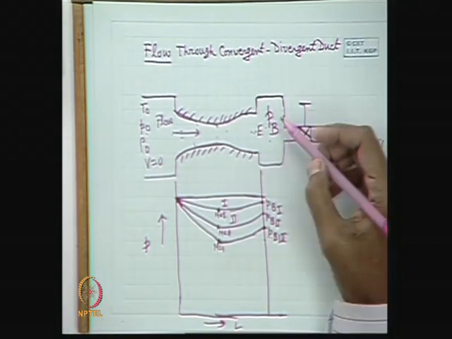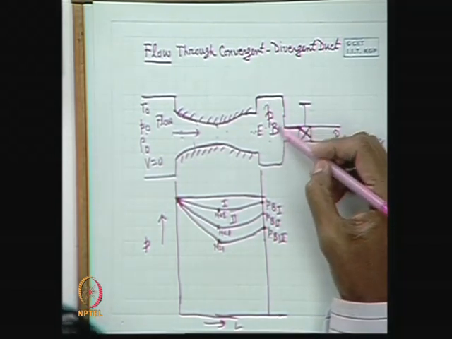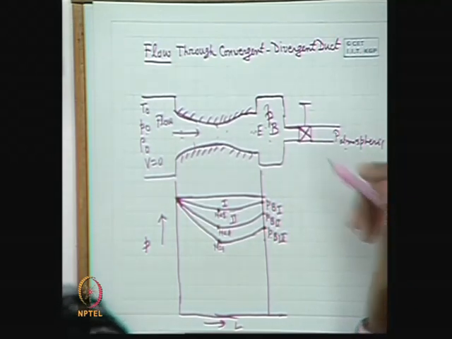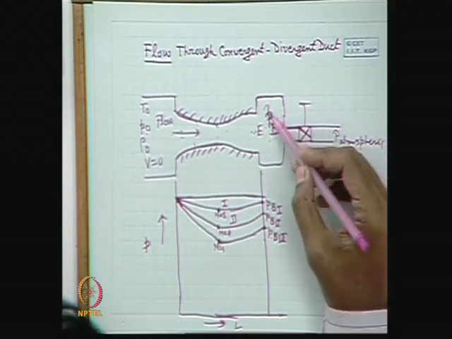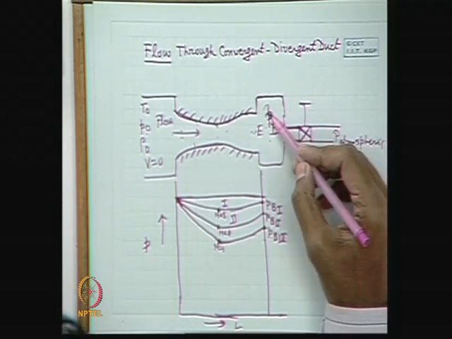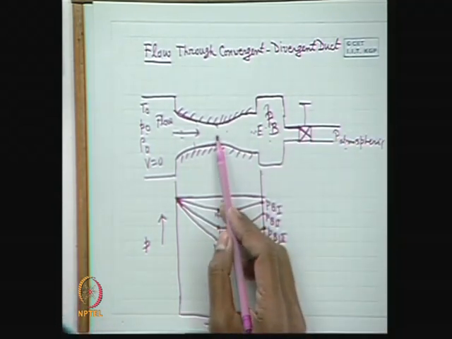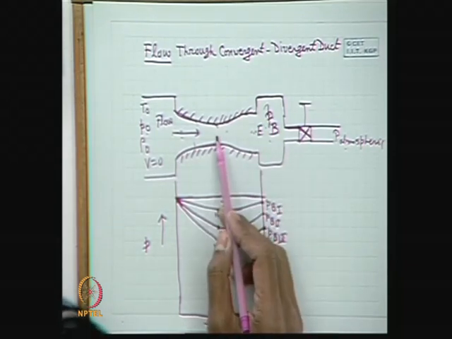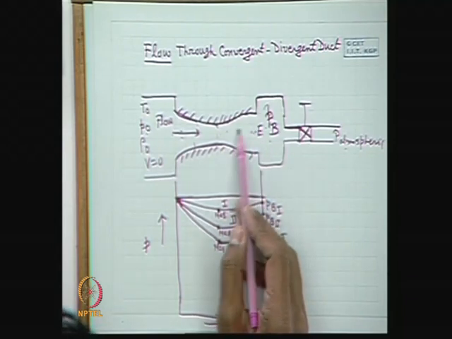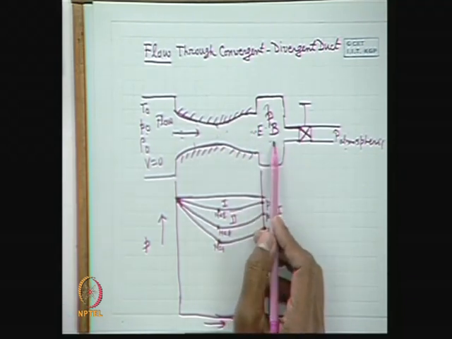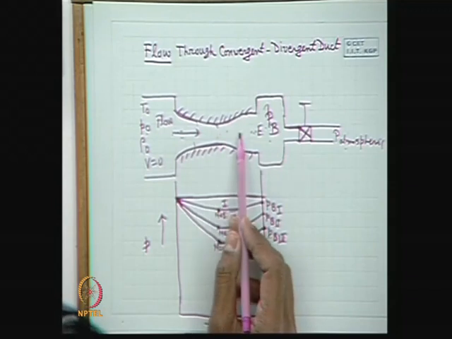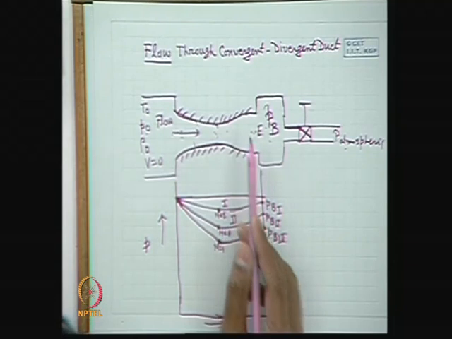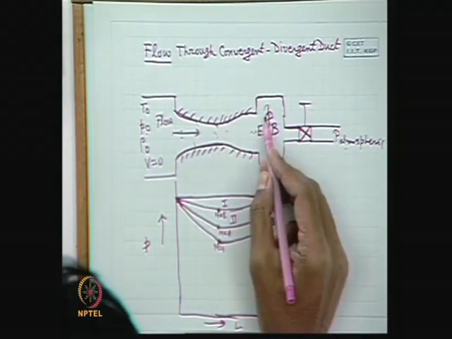Then what will happen if we reduce the back pressure further? This is of very importance. Now, if we reduce the back pressure further, what will we expect? Whether the flow will be decelerated or accelerated. When we reduce the back pressure, it is obvious that if the flow is accelerated, it has to go beyond Mach number 1.